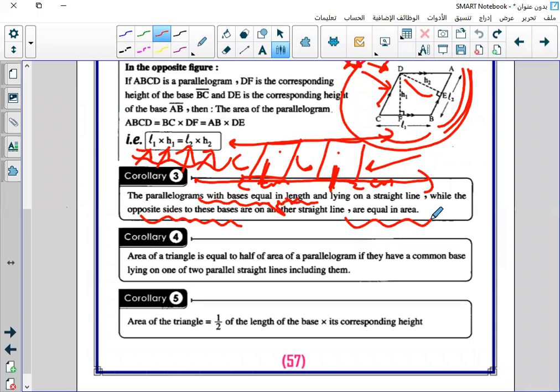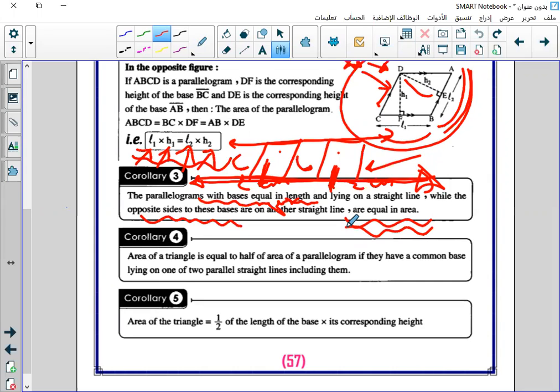The two bases are equal in length and on the same straight line. But the two bases are not common, only equal in length. Also, I say the two parallelograms are equal in area. Okay. Corollary number 4.